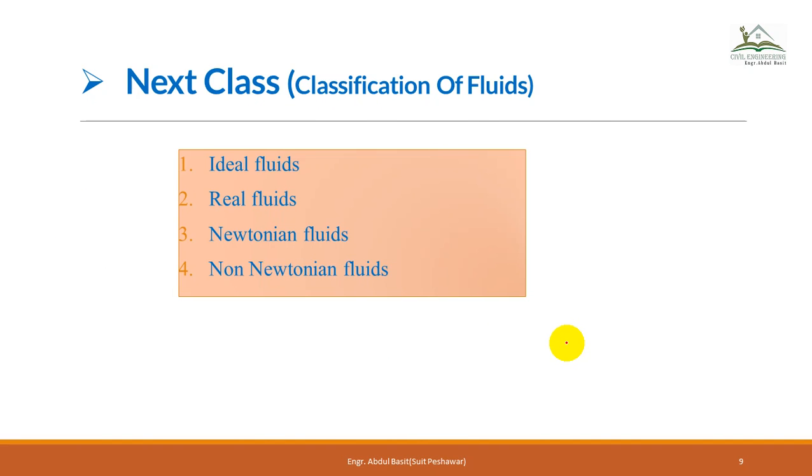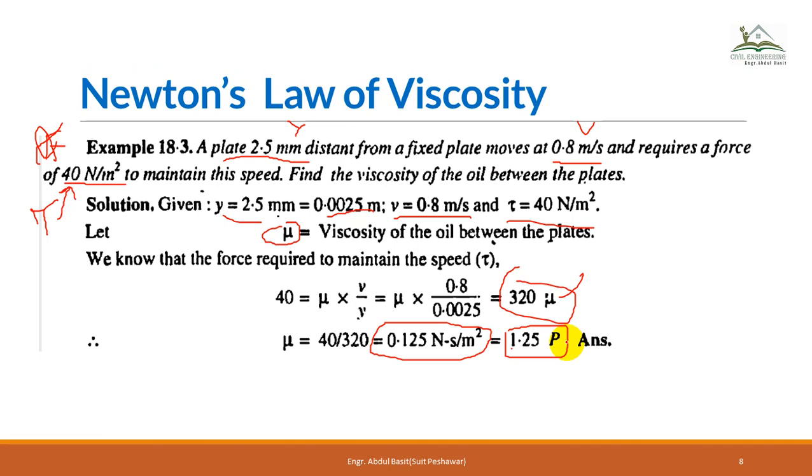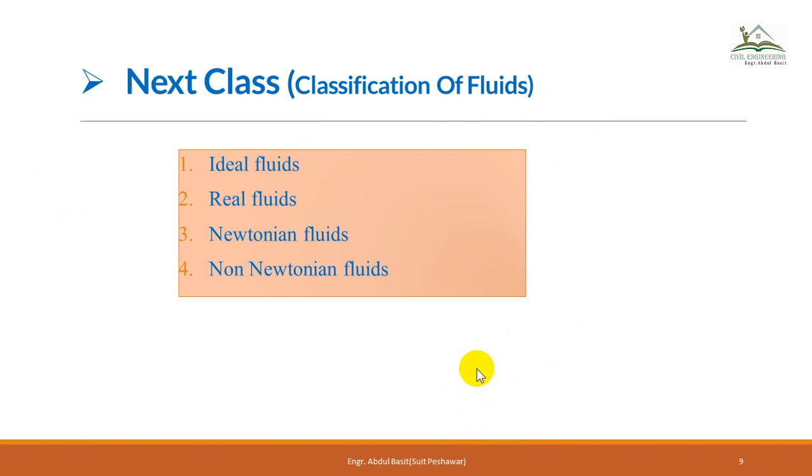So that's all about Newton's law of viscosity and some numericals on it, and what viscosity means. All the things I discussed over here. I hope you have got something new to learn from this tutorial. In the next lecture we will discuss types of fluids, Newtonian fluids and non-Newtonian fluids, and also kinematic and dynamic viscosities.